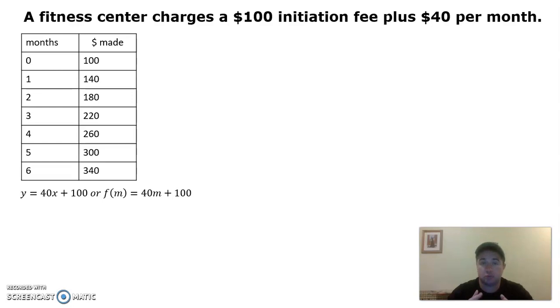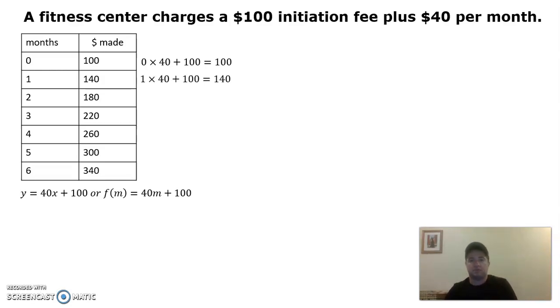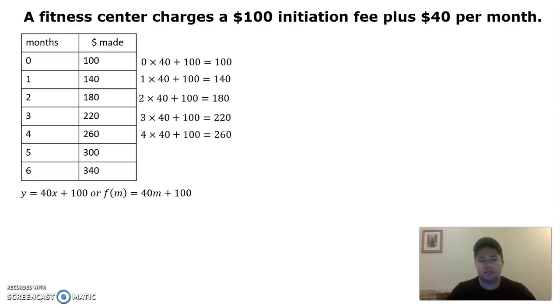So we're going to show why this works. A fitness center charges $100 plus $40 a month. So at 0 months, like I said, you're spending $100. 0 times 40 is 0 plus 100 is 100. On 1 month, the total you have spent is $140. So 1 times 40 plus 100. So you're not spending that extra 100 every month. When this is showing you the money made, that's the total money. 2 months, 2 times 40 plus 100, 3 months, 4 months, 5 months, 6 months, etc.